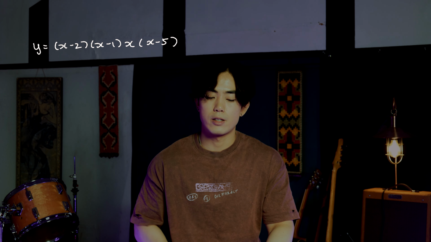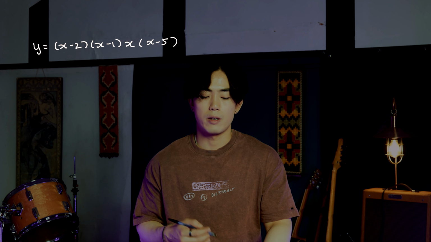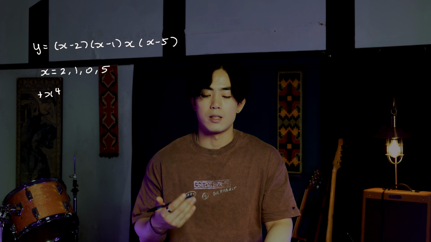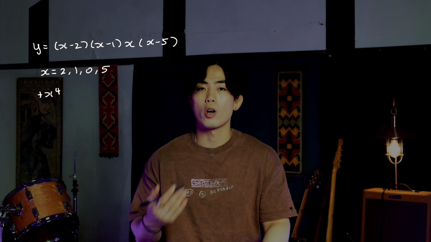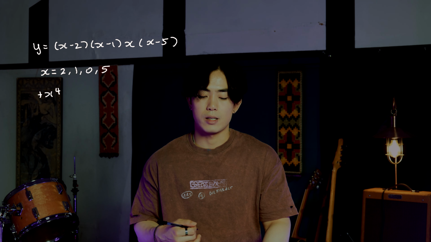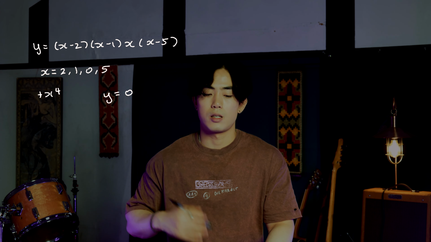So first things first, let's look at a simple one. Y is equal to x minus 2, x minus 1, x, 5 minus x. So we know the roots are going to be at x is 0, 1, 2, 5. It's a positive x to the power 4 coefficient, and it crosses the y-axis at 0. So now just draw the general shape like a W, like so. You guys try this question here.